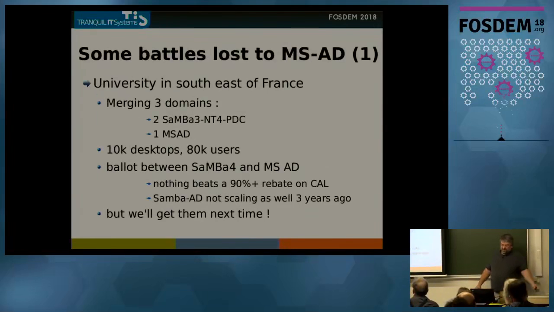Like a university in the southeast of France, two years ago, they had 3 domains to merge: 2 Samba NT4 and 1 MSAD. It was a domain merge for 100K desktops and 80,000 users. There was a ballot between Samba 4 and MSAD, and Microsoft made a 90% rebate on all their licenses. And from our side, we knew that we were mostly reaching the safe limits at that time. So, well, they went Microsoft, but I hope to get them back next time.